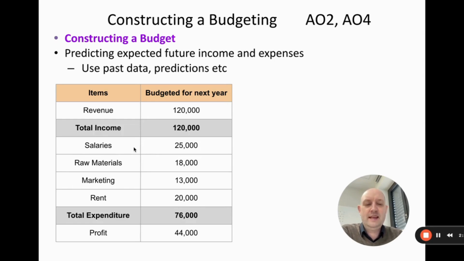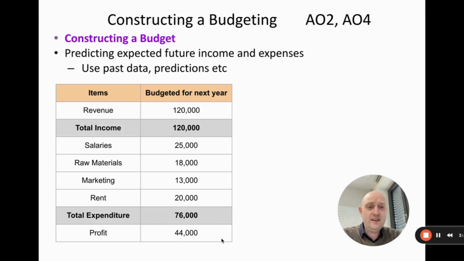And then what we can do is we can list out all of our expenses. So this business is predicting, they're budgeting 25,000 spending on salaries. They're going to buy raw materials for 18,000. They're going to spend 13,000 on marketing, and then rent will be 20,000. And then we add all those together to get total expenditure of 76,000. And then we can have some sort of prediction or budget for what our profit's going to be. So we do the 120 income minus the 76 to get a profit of 44,000.